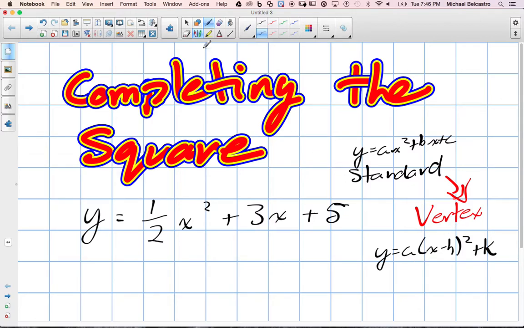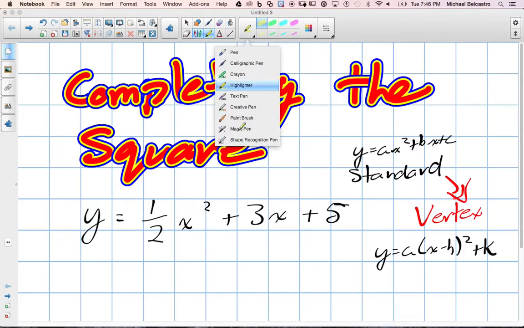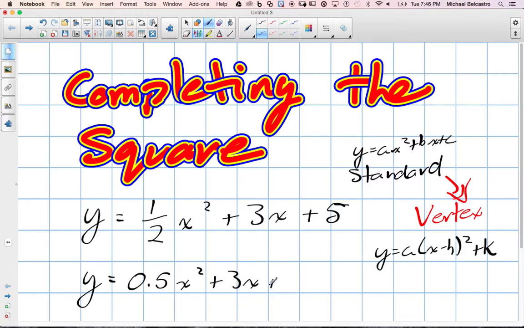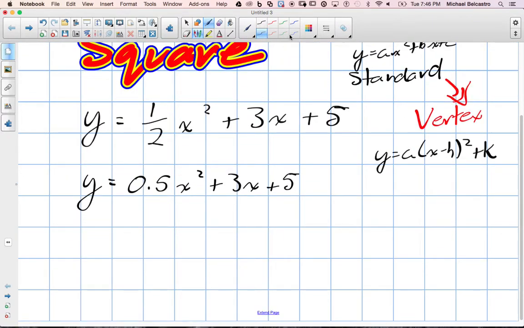So the very first step here is we want to make sure the coefficient in front of the x squared is 1. In this case, it is not 1. It is 1 over 2. So let's convert it to a decimal because it might be simpler to go through these rules if we're using decimals. So y equals 0.5 x squared, and everything else is still the same, they're whole numbers.